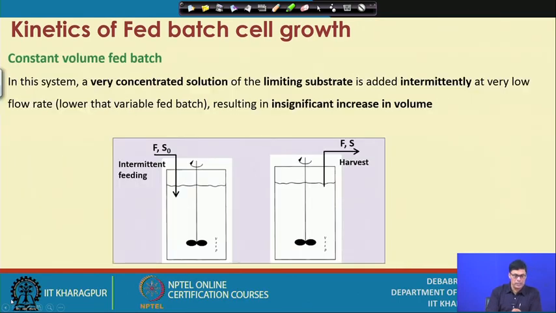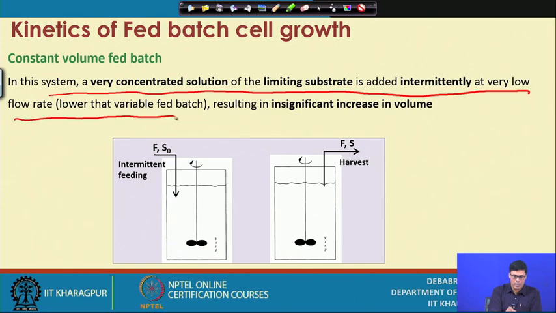Now, let us discuss another interesting feeding strategy that we have with the constant volume batch process. In this case, a very concentrated solution of limiting substrate is added intermittently at a very low flow rate, lower than in the variable volume fed batch process, resulting in no significant increase in volume. So, what does it mean?